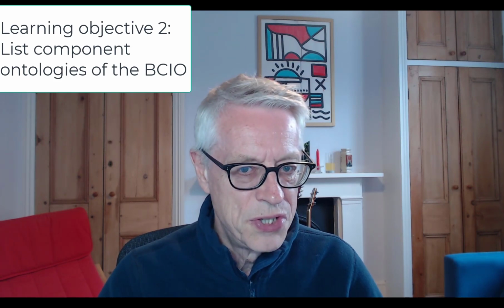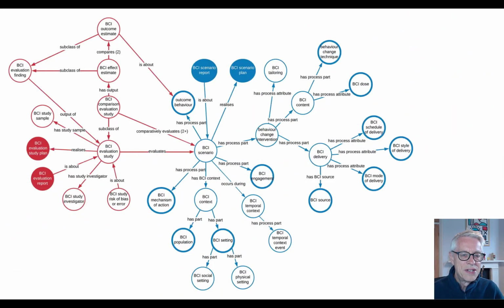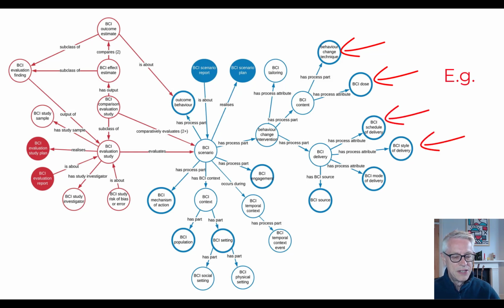Okay, so let's go on to learning objective 2, which is what are the component ontologies within the BCIO. Here you will see what we call the upper level component ontology. This is the thing that covers the whole scope of the BCIO, but in very broad terms. And what I've done here is to put in thick blue circles the entities which refer to component ontologies that we've completed or are nearing completion at this point.